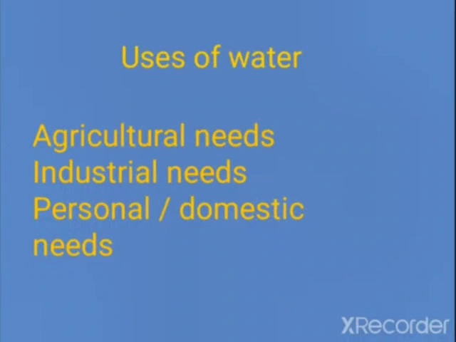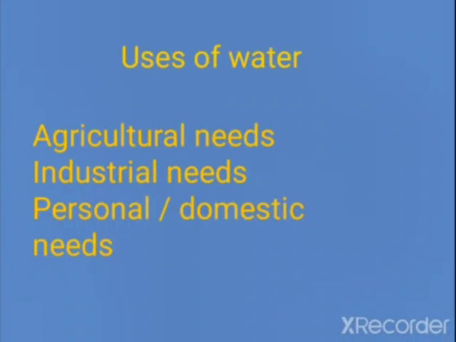Then recreation also, and water also regulates the climate of a place and provides homes to many plants and animals. This is another use of water. Water is used for transportation, recreation, and it also regulates the climate of a place. For the water cycle also, water is very important. It cools down the climate. And you know about the many aquatic plants and animals, so water also provides homes to many plants and animals.